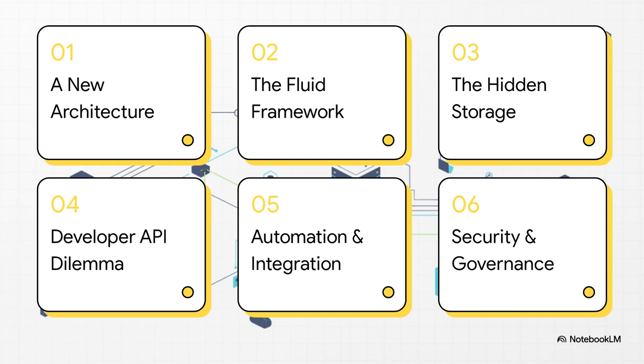All right, here's how we're going to break it all down. We'll kick things off with that big architectural change, then we'll dive deep into the Fluid Framework engine that powers everything. After that, we'll uncover the surprising and kinda hidden storage system, tackle the big dilemma facing developers with the API, see how automation and integration actually hook in, and finally wrap up with how you can realistically secure and govern this whole new world.